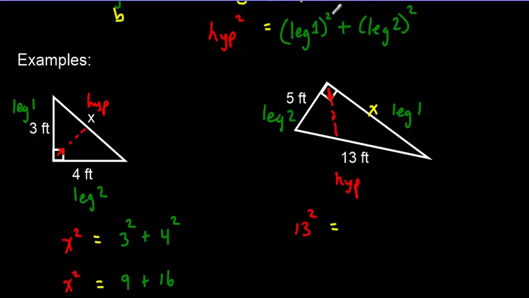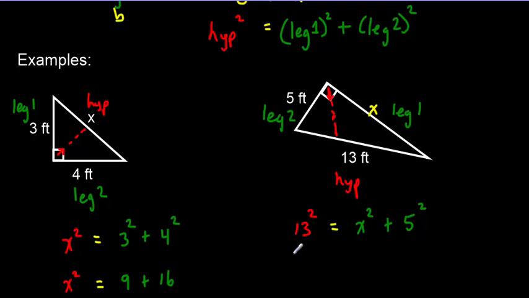So it's leg 1 squared, so x is my leg 1, so it's going to be x squared plus leg 2 squared. Leg 2 is 5, so plus 5 squared. Now keep in mind, we always need to square when we're using Pythagorean theorem, okay? Now let's go to our calculator and clean some of this up.